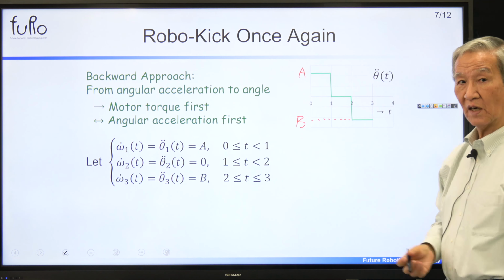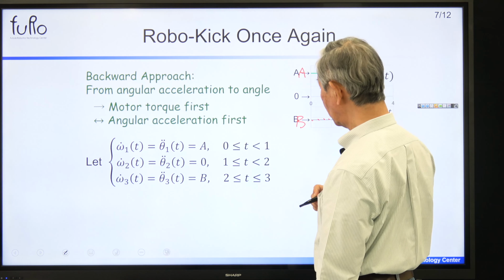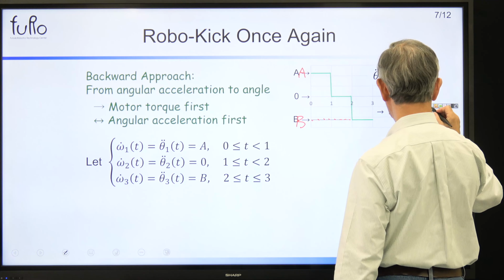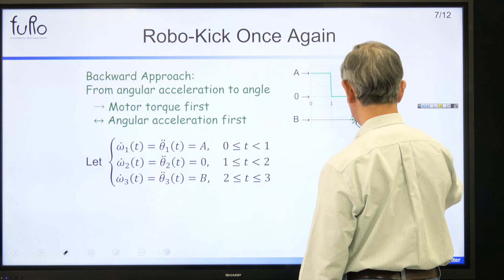Okay, so I am going to start from here. All right. AB appears. Okay, let me get rid of this and that. Okay.